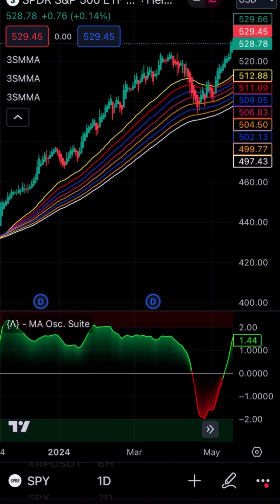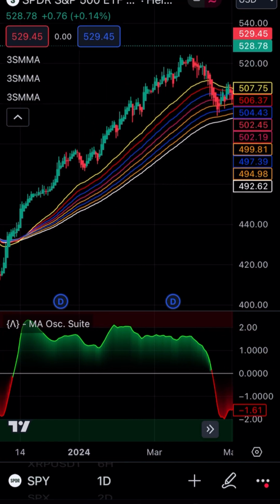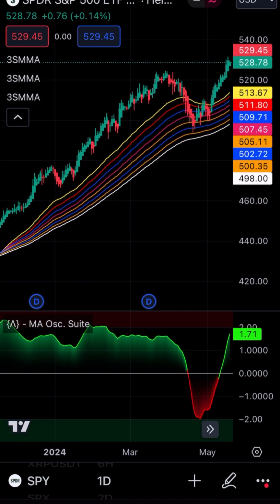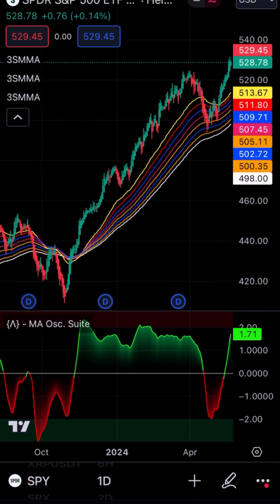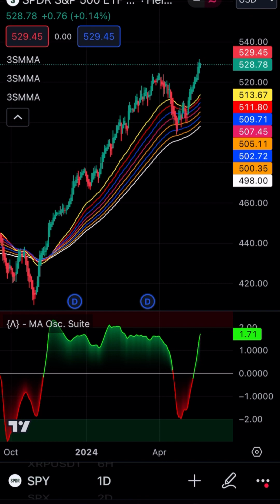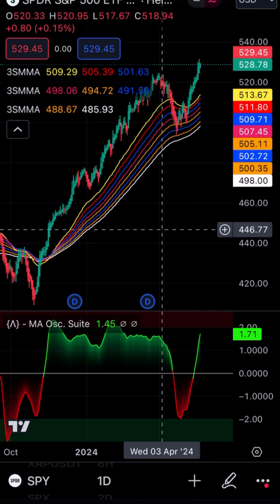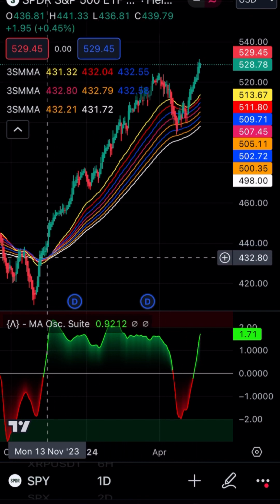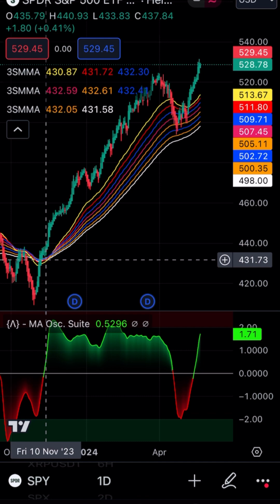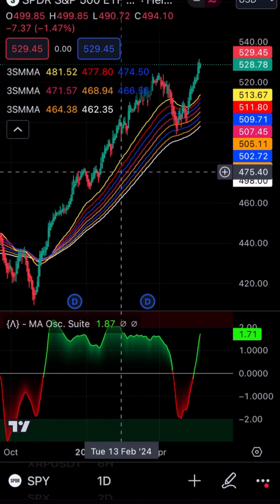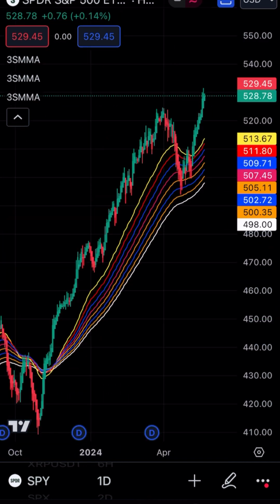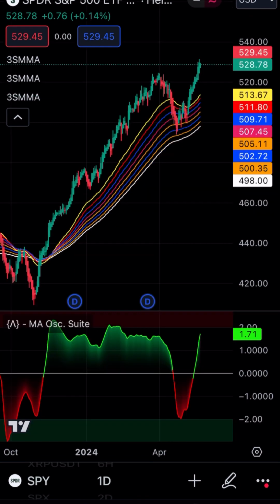So looking at the S&P 500, what can we tell about the S&P 500? From this point right down here, it's been bullish. It's been bullish since November 14th. So because of the rainbow strategy, we can tell that the S&P 500 has been bullish. So that is the direction that we need to be focusing on. You always want to go with the trend.